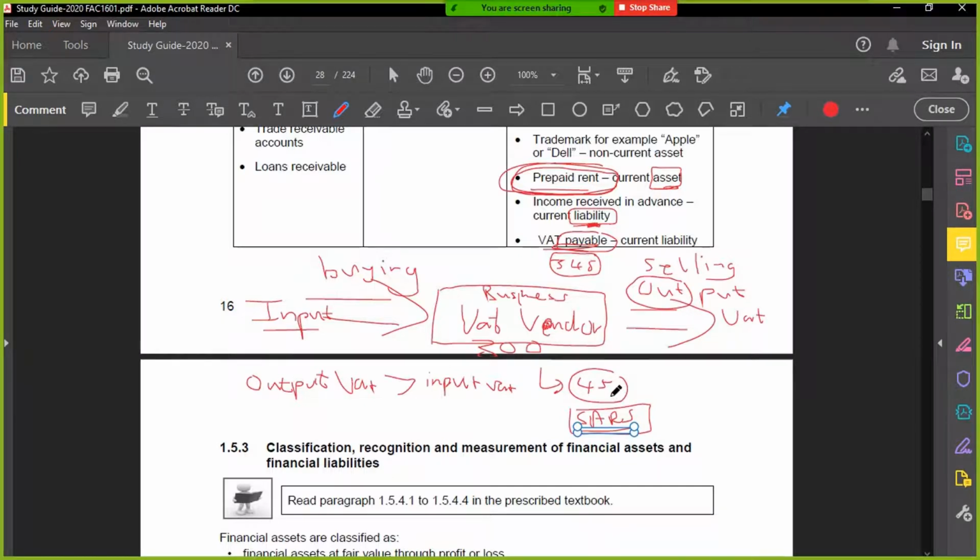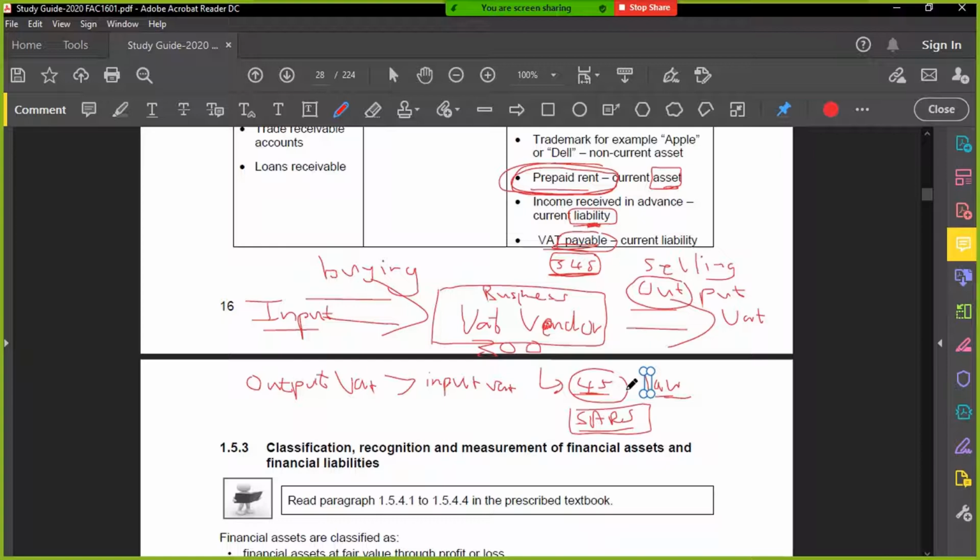Because think about it. How much is the customer paying you? 345 Rand. How much do you keep? 300. By law, this is legislation. You are obligated to pay over the VAT. And for big businesses, those with a turnover of more than, I think it's 1 million, you have to register as a VAT vendor. If you sell products or services and make more than 1 million a year, you have to register for VAT.